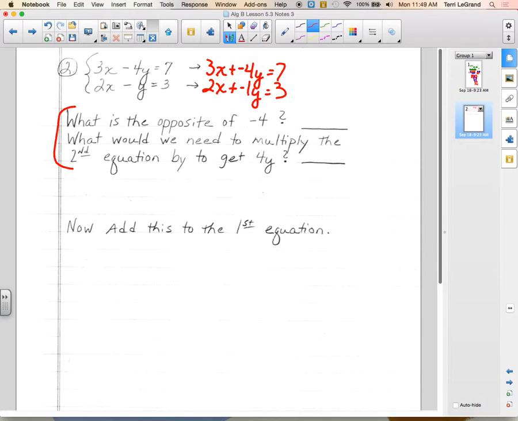Maybe what we'll do this time, so we don't have to write again and wonder what we were doing, is underline our a values. We got a 3 and we got a 2. Are they opposites? It's our first question. Are they opposites? No. Are they the same? No. Okay. How about our b values? Negative 4, negative 1. Opposites? No. Same? No.